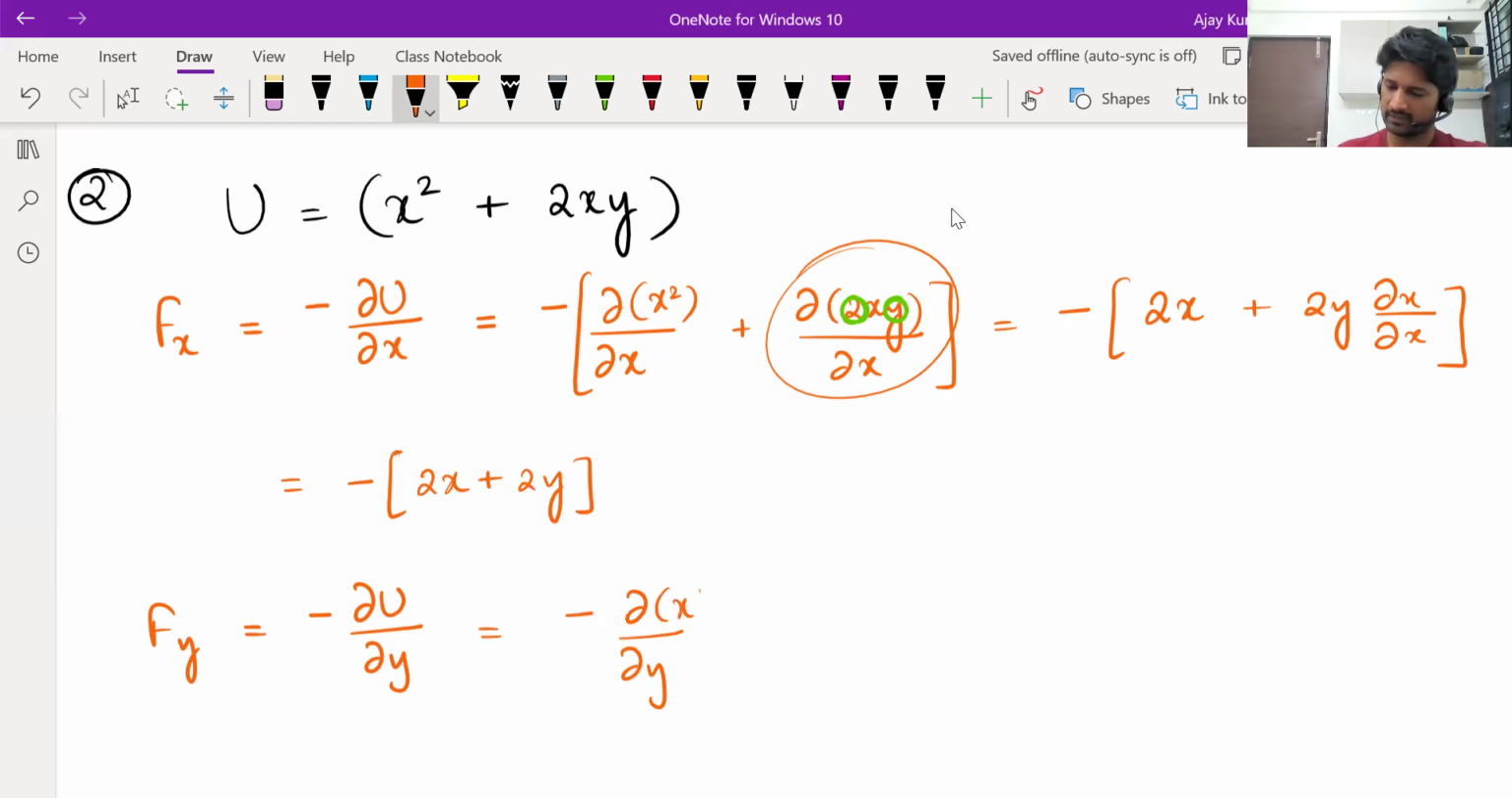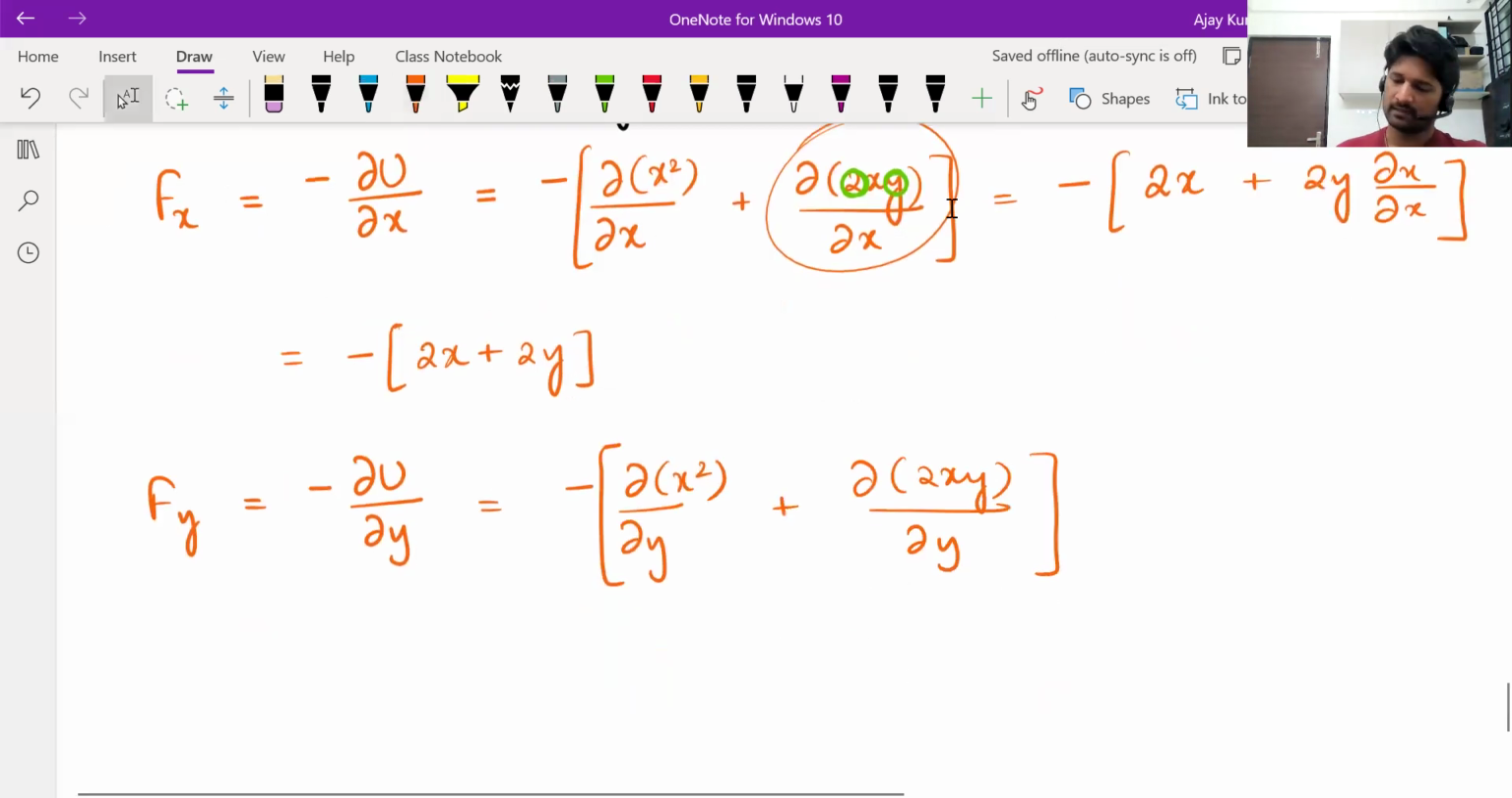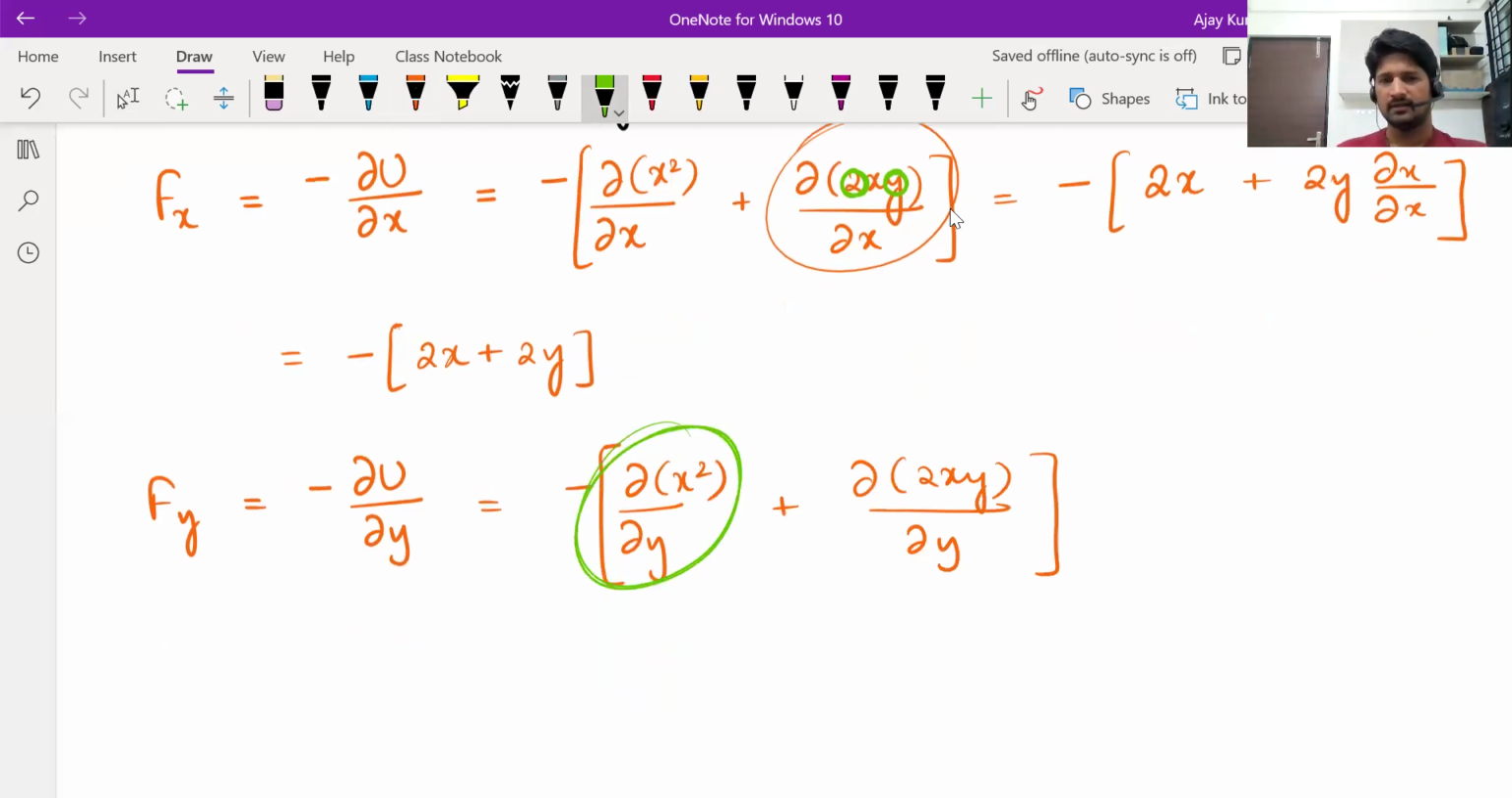Dou of x square, dou x square by dou y. Okay, when you said it, I heard it like 2x square by 2y. Okay, dou x square by dou y. That's the partial derivative of x square. And then you have to take partial derivative of 2xy with respect to y. Okay, fine. How much is this now? Partial derivative of x square with respect to y. How much will that be?